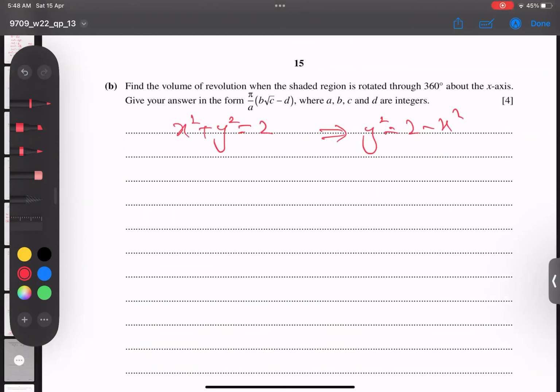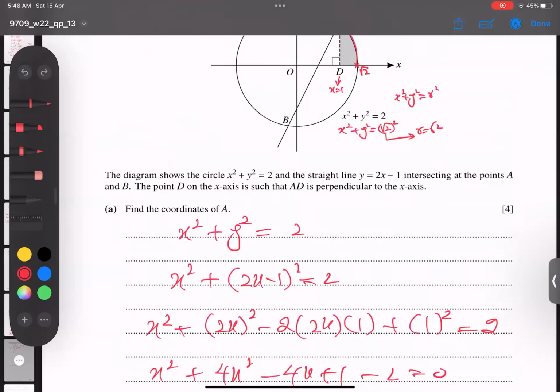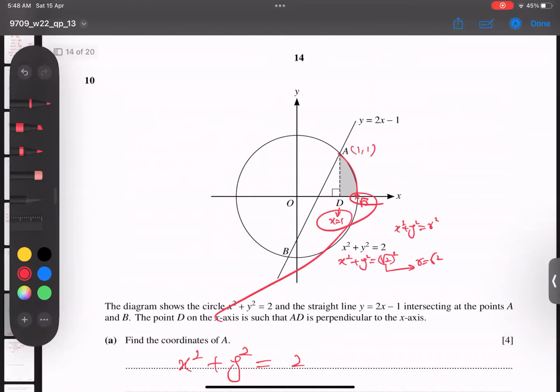So now volume formula is what, students? Basically formula is pi outside, integral from x1 to x2 of y to power 2 dx. This is a basic formula. So if I plug in, students, pi as it is, lower limit, upper limit. And for your knowledge, lower limit is 1, upper limit is root 2.